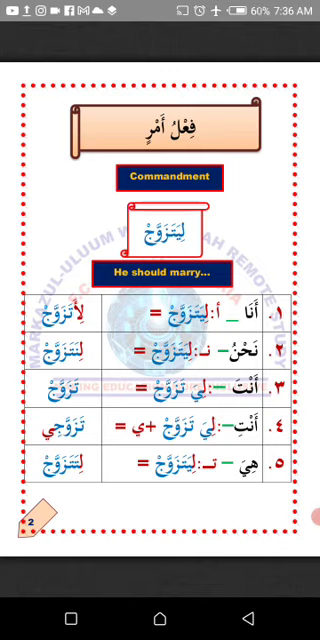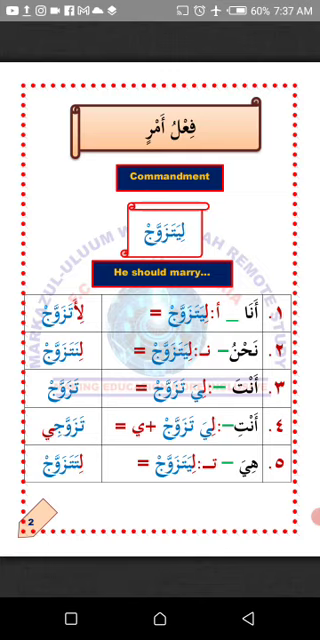You can only use this to command a single male person. Arba'a, number four. Anti, you, representing a single female person. The same principle is applicable. However, we are going to attach ya'un to the last letter. Remember, once ya'un is attached, the letter before it must take kasra, as we know that ya'un is the mother of kasra in Arabic. So the verb liyatazawwaj will now become tazawwaji, which means get married. You can only use this to command a single female person.